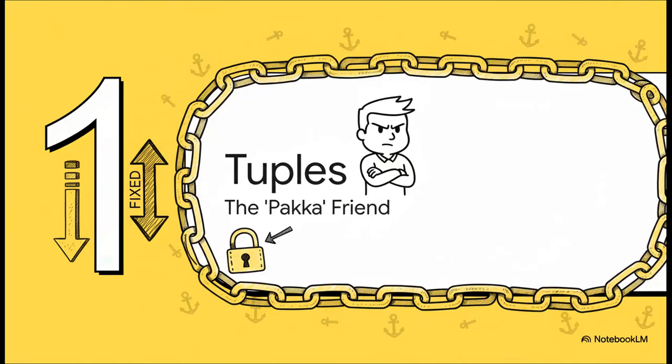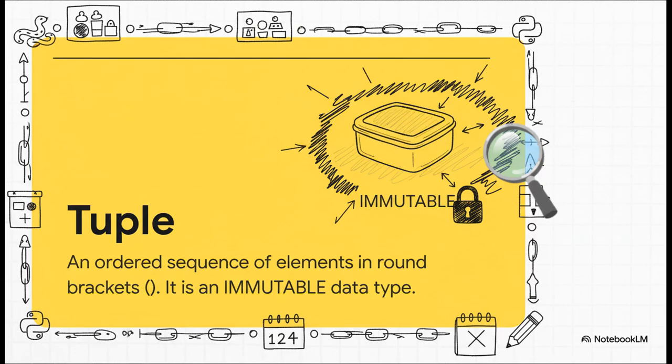Let's go! All right, first up, let's meet our friend the tuple. I always call the tuple our Pakka friend. You know that kind of friend, the one who is super dependable, and once they've made a promise, they never ever change. That is a tuple for you. So what is a tuple really? Well, it's just a list of things, all packed up nice and neat inside these round brackets. But the most important word, the magic word you have to remember for your exam, is immutable. It just means unchangeable. Kind of like when your mum packs your tiffin box. Once she seals it, you can't just swap the sabzi inside, right?